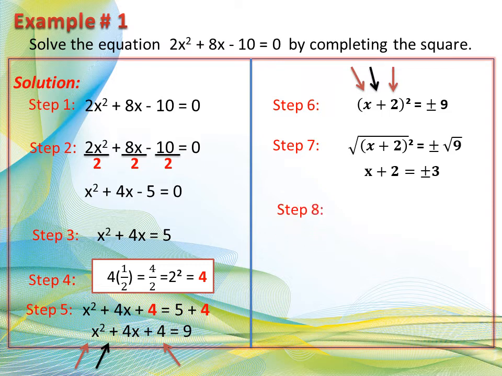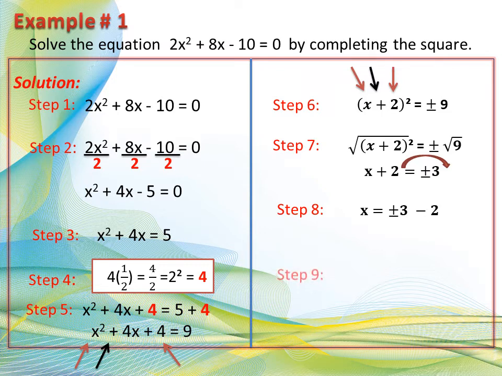So, for step number 8, to isolate the value of x, transpose natin si positive 2 dun sa right side of the equation. So, ayan, nakikita nyo yung arrow papunta dun sa kanan. So, pag nilipat natin yan, it will become x is equal to the positive negative 3 minus 2.